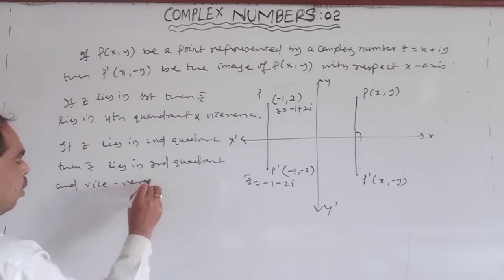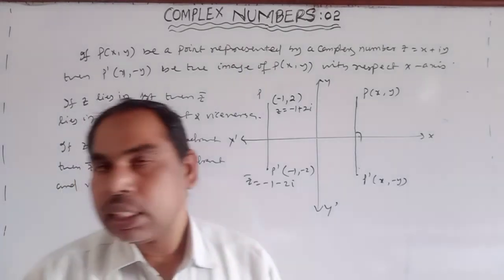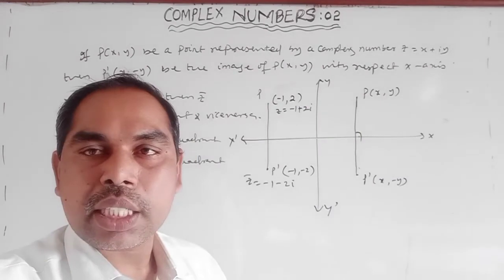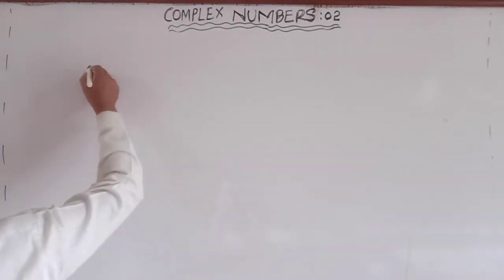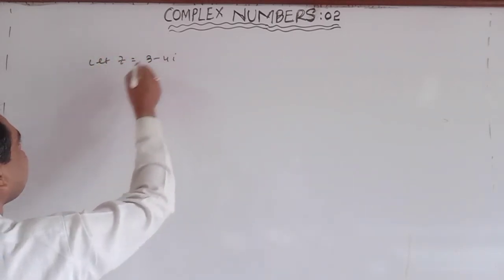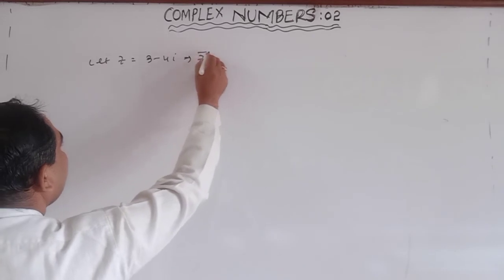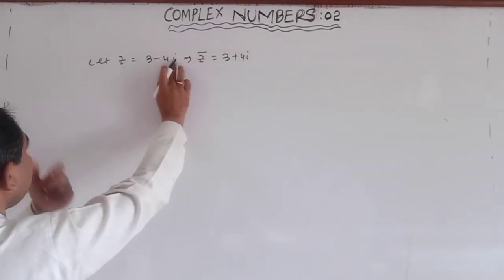Okay. Next, properties of conjugate. Example, let z is equal to 3 minus 4i. So this implies z bar is equal to 3 plus 4i. It means change the sign of the imaginary part.